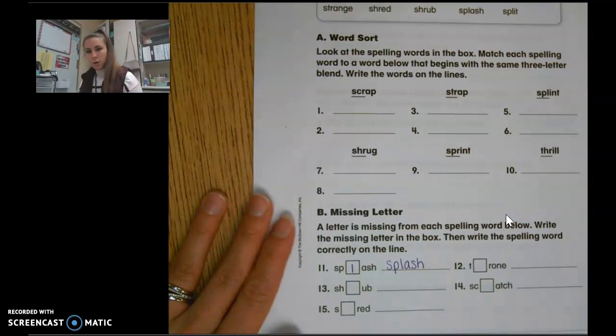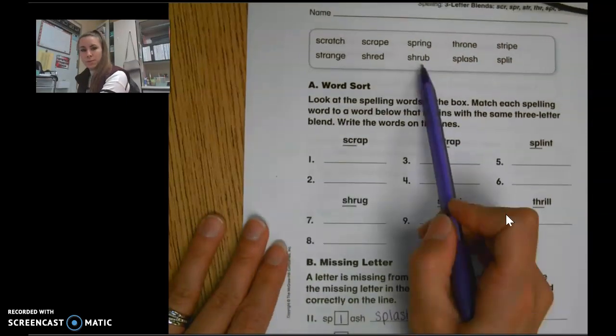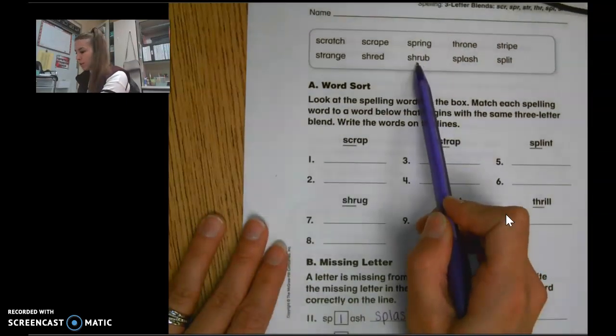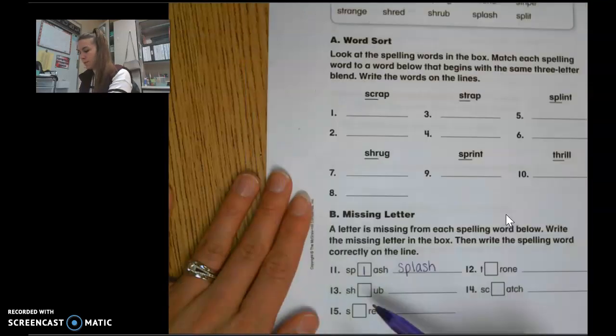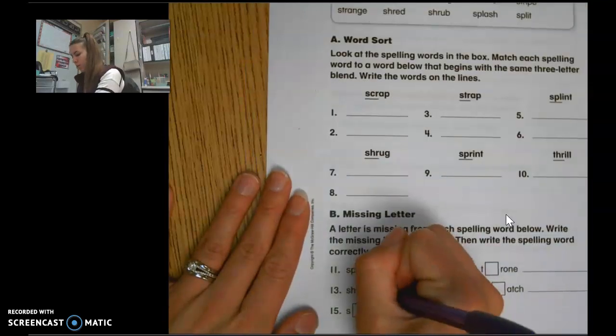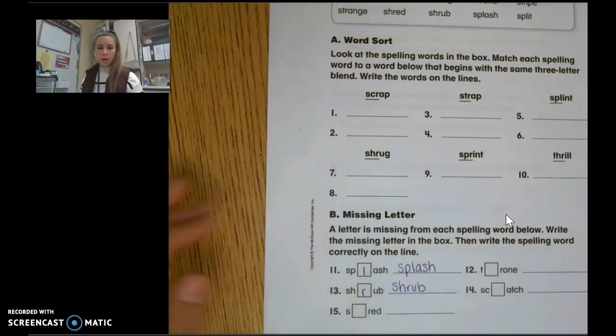Okay, I'm going to do that for all of them. If I have SHUB, I know shub isn't a word, but it looks very similar to this word. All the same letters, except this word has an R. It is shrub. R is my missing letter. I'll write that in, and then I'll write my full word spelled correctly on the line.